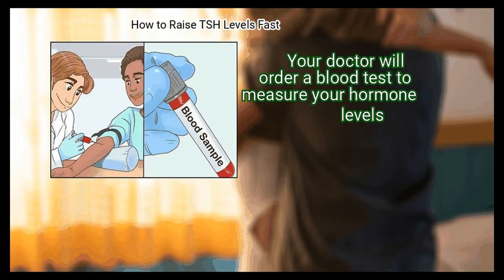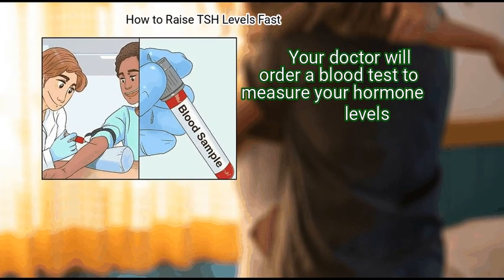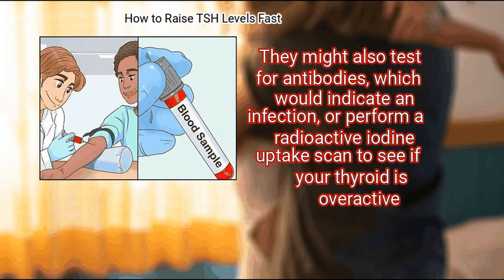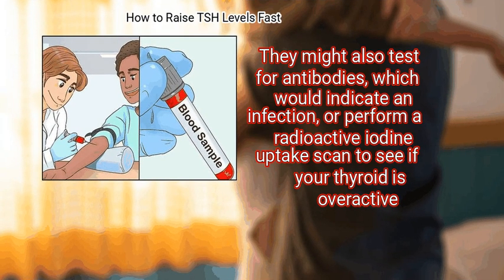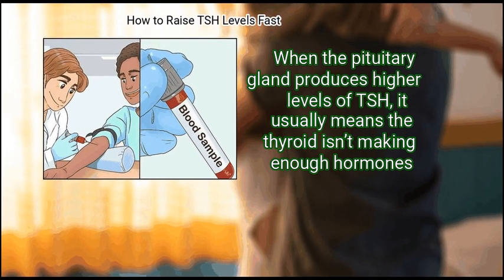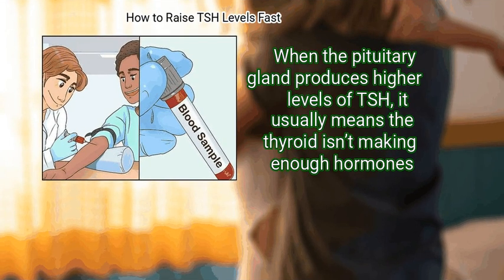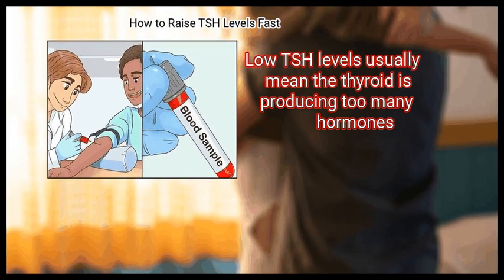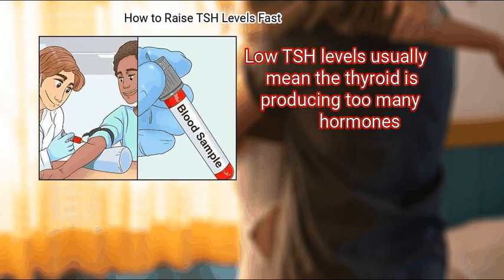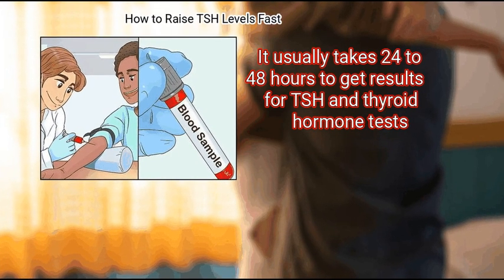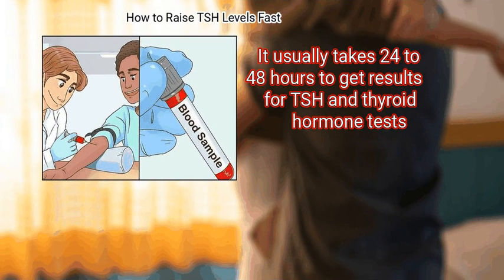Your doctor will order a blood test to measure your hormone levels. They might also test for antibodies, which would indicate an infection, or perform a radioactive iodine uptake scan to see if your thyroid is overactive. When the pituitary gland produces higher levels of TSH, it usually means the thyroid isn't making enough hormones. Low TSH levels usually mean the thyroid is producing too many hormones. It usually takes 24 to 48 hours to get results for TSH and thyroid hormone tests.